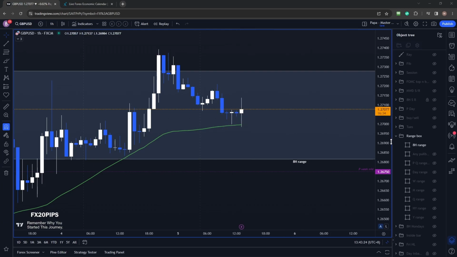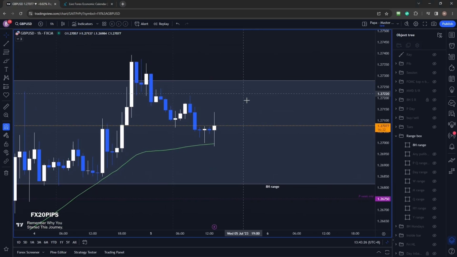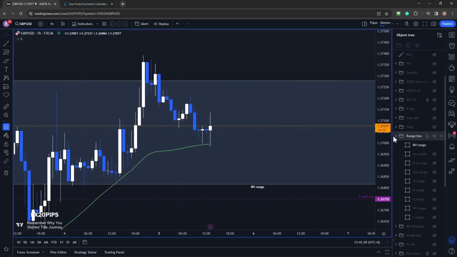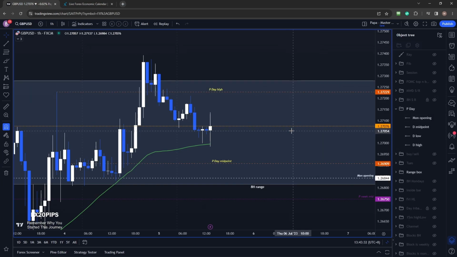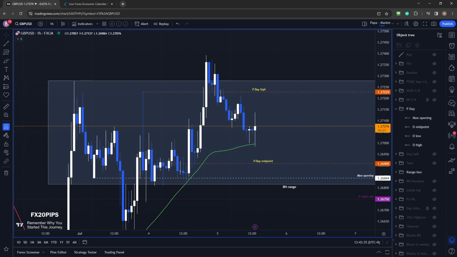Right, so where we are at is the GBPUSD 1 hour chart. So what is our daily routine? It is the previous day high and low. Okay, we have the Monday opening here, represented by this. And let's do the previous day high, which will be here, the low will be here, the midpoint will be somewhere around here. Okay, so let's do that.